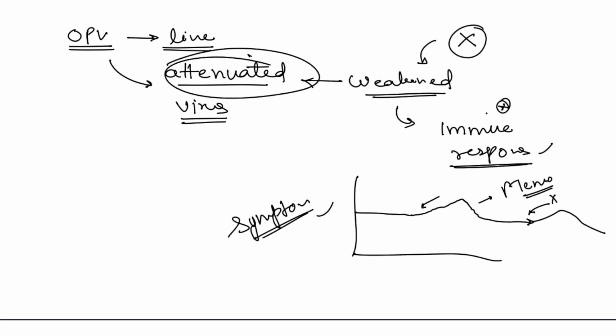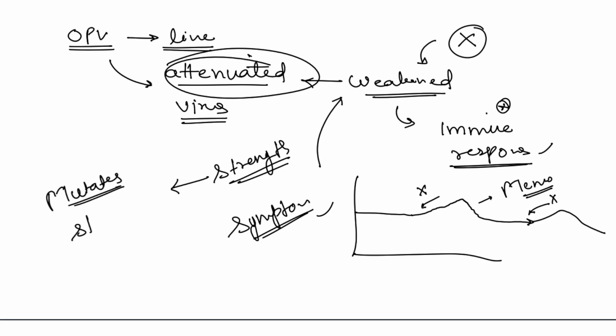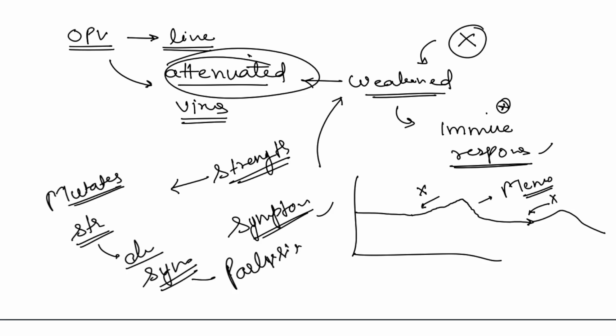In a low immunity person, the virus regains its strength, because the initial immunity itself is not enough to produce a quick response or a response at all. So it mutates, regains its strength, and then develops symptoms. And what are the symptoms? Paralysis of limbs. So this is a very rare condition but very harmful.